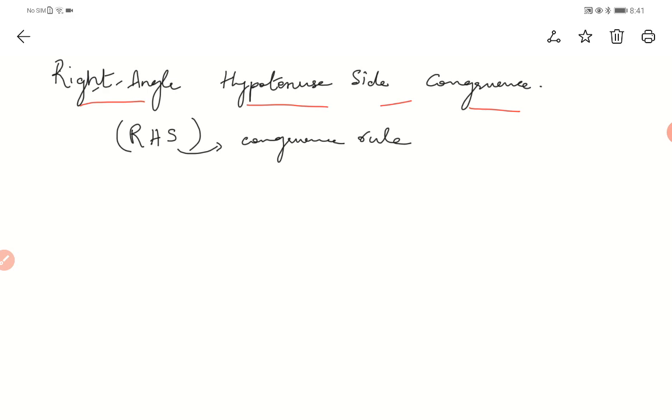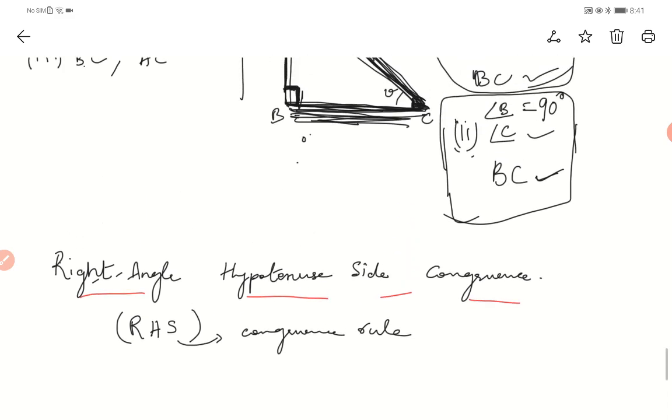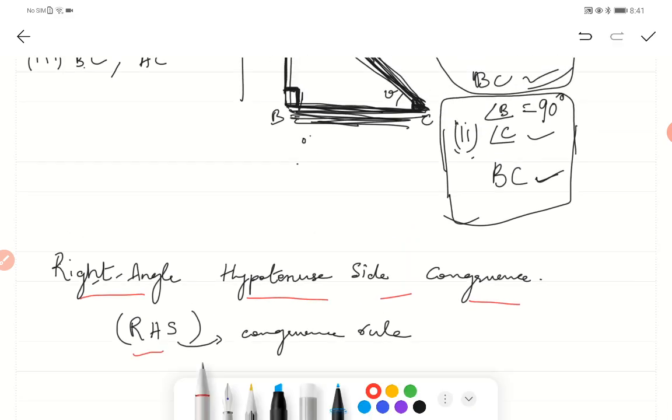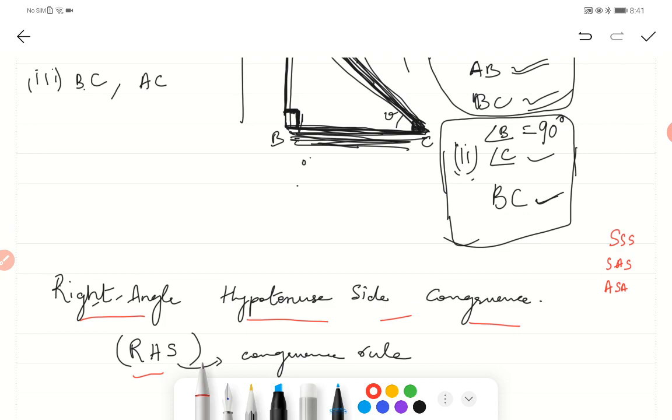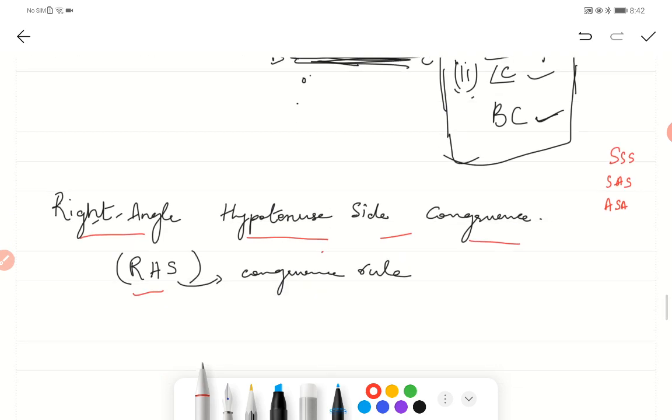So the last video had become lengthy. Now maybe this video will be short, because the last congruency criterion left out is right angle hypotenuse side congruency. In short, you'll say RHS. We had seen side side side, side angle side, then angle side angle. Now you are left with right angle hypotenuse side congruency. R represents right angle, H is hypotenuse, S is side.